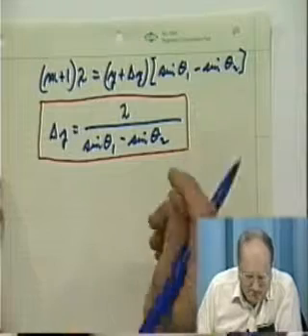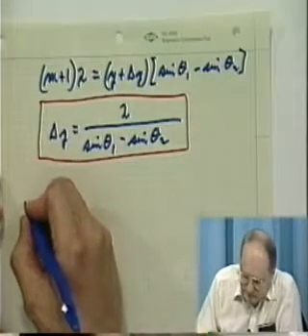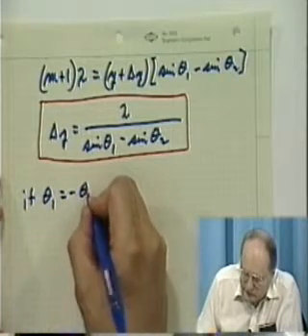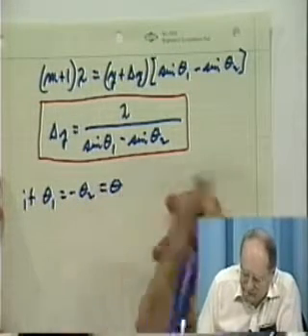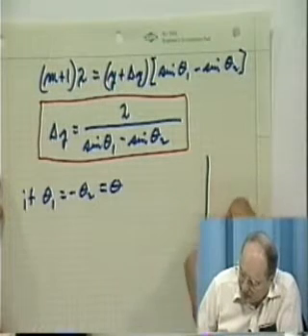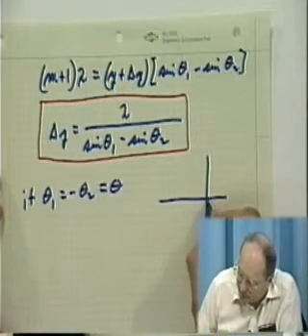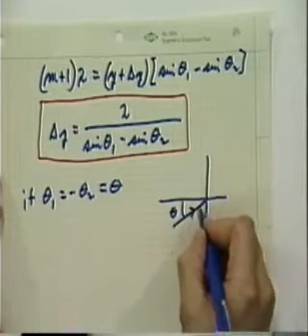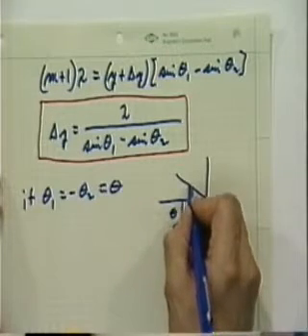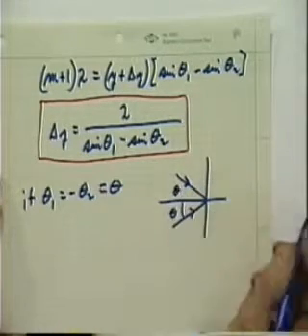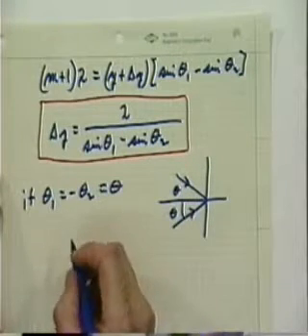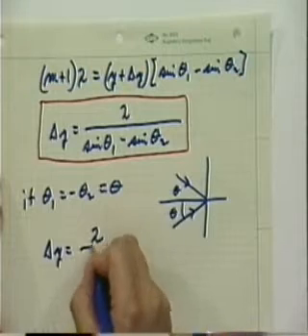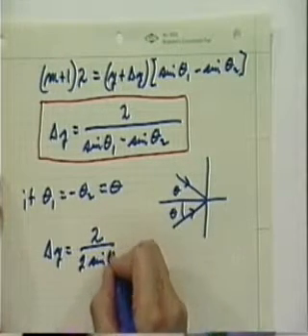And just for the heck of it, let's say theta 1 is minus theta 2. It's equal to theta. And so we have kind of the symmetrical case here that we have one beam coming in here at theta, and the other beam's coming in up here at theta. And now we would have that delta y is lambda over 2 sine theta.